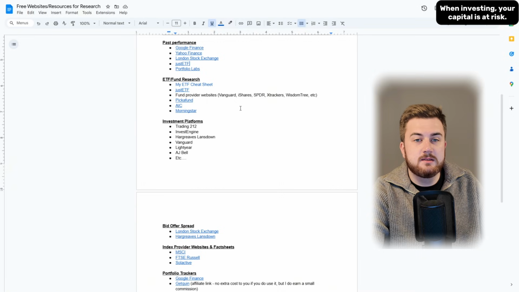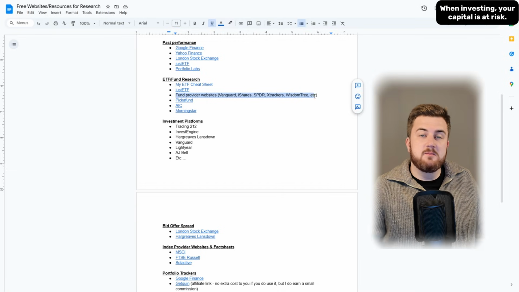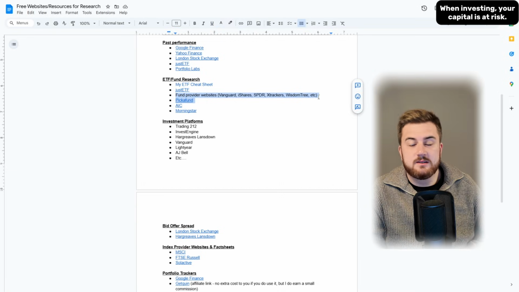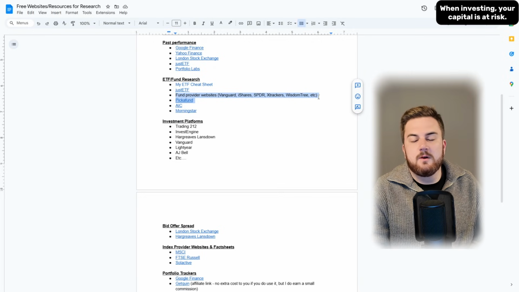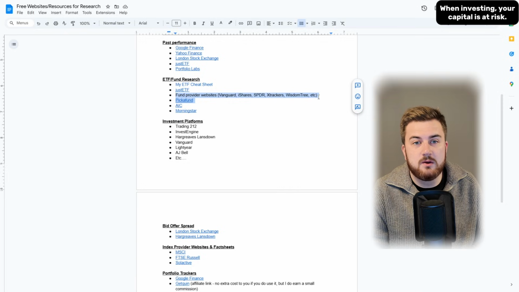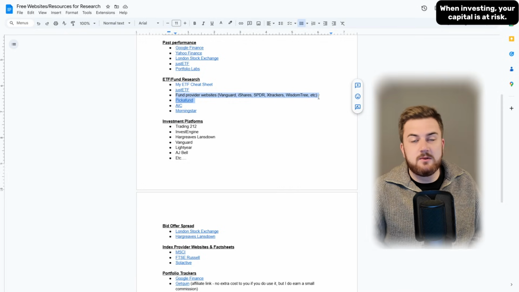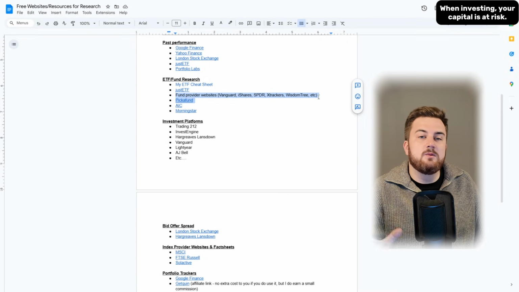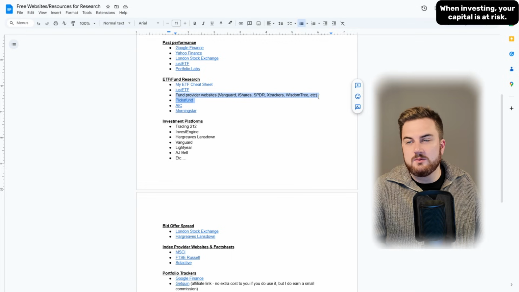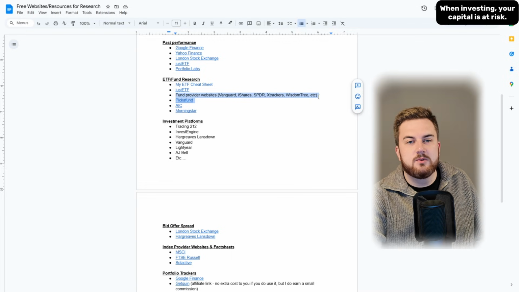Fund provider website. So this is just whatever the fund provider is, whether that be Vanguard, iShares, State Street, whatever it may be. You always get the most up-to-date data from the fund provider. So whereas Just ETF might have the holdings from a couple of months ago, the fund provider website may even update the holdings daily. So you do get the exact holdings, AUM, that sort of thing will be on the fund provider website. So it's always worth checking that as part of your research process.